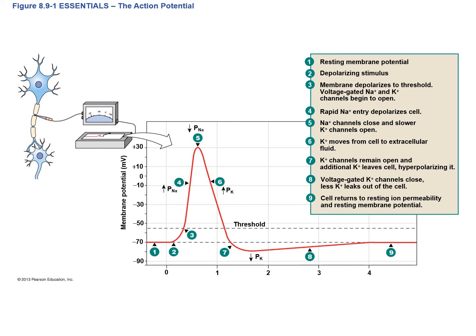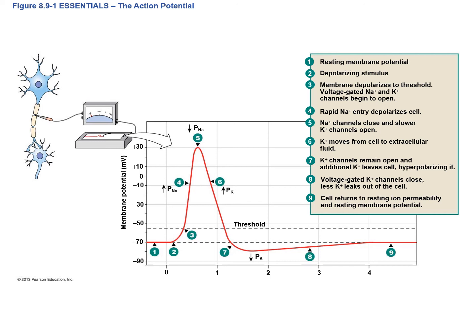Step 2, we have a depolarizing stimulus. This stimulus is a graded potential and the membrane will depolarize. Of course, you have to remember that it needs to be strong enough, and that's where we get to 3. The membrane will depolarize to threshold. Once we reach threshold, which is -55 millivolts, both sodium and potassium channels will begin to open in a sequential process. The voltage-gated sodium channels cause a rapid sodium entry depolarizing the cell, and we are now at 4.